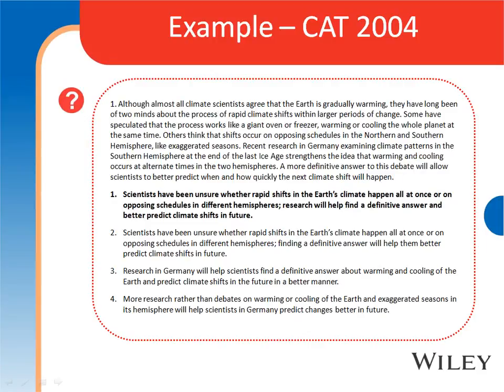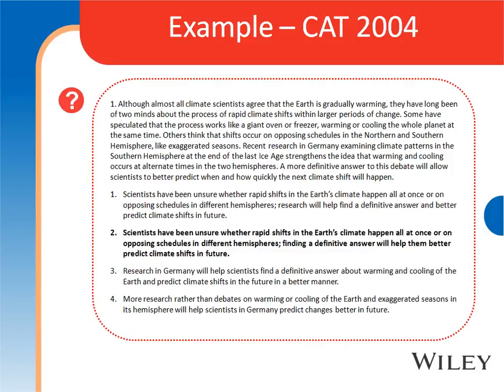Okay, so let's look at the first option. Scientists have been unsure, so the main idea is there, right, whether it happens all at once or in different hemispheres. Then it says research will help find a definitive answer. We don't know what will help find a definitive answer. We just know that a definitive answer will help to predict. So this is introducing something extra. It is going beyond the text, hence it is wrong, and this is not the right option.